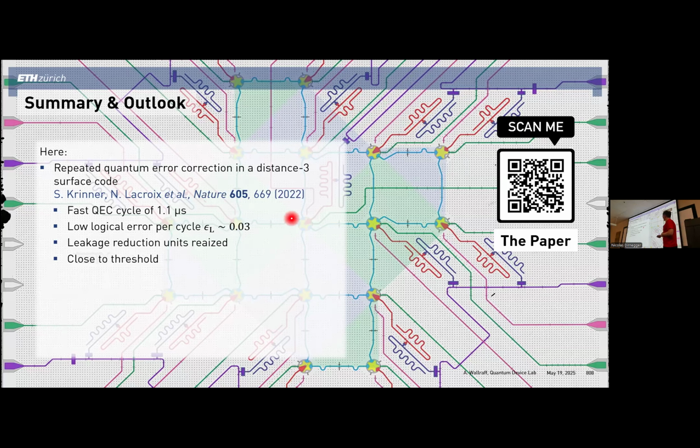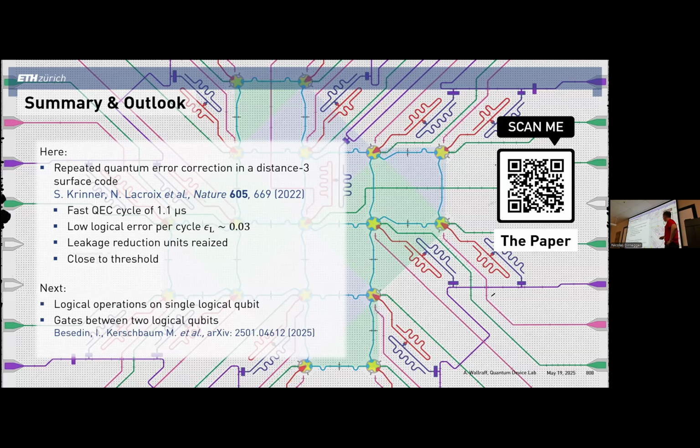So this we've done a few years back now, the full distance 3 error correction, and seen that it's close to threshold. And so currently we're working on realizing gates between logical qubits. We have devices, and of course many others are working on this, and there are also quite some results on this already. When you have 2 logical qubits sitting next to each other, you can actually perform logical operations between the logical qubits by performing lattice surgery.